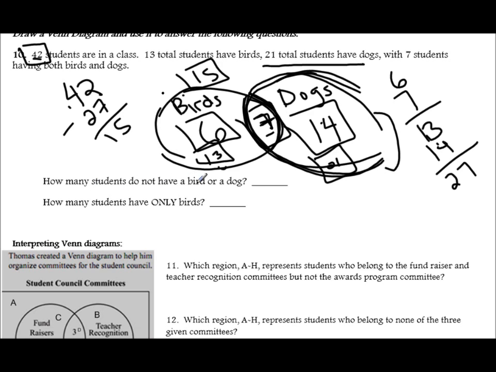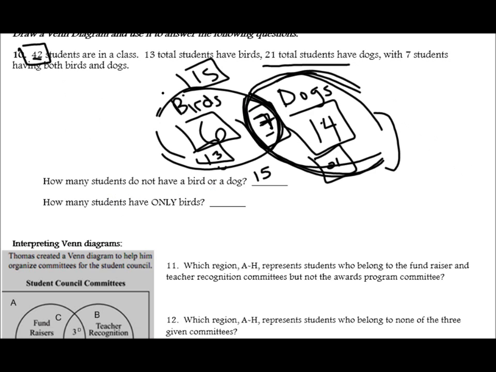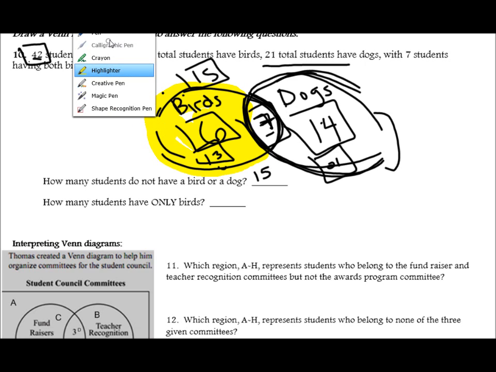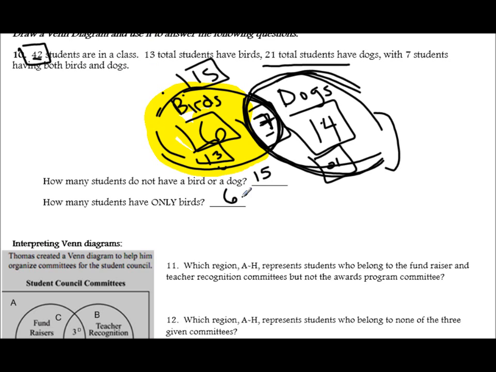So how many students don't have a bird or a dog? And that gives us the 15. The students that only have birds are going to be these students right here that don't overlap with the people that own dogs. So anybody just right here owns birds only, no dogs. So that's going to give us a total of 6 students who only own birds.